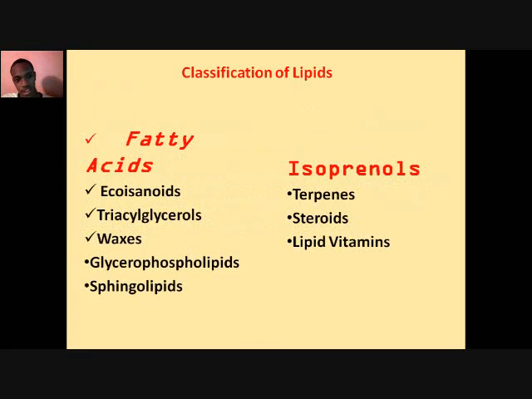Wow, that was quick. So we dealt with fatty acids, glycerols, triacylglycerols, and waxes. Now the next 2 categories of lipids are big ones: glycerophospholipids and sphingolipids.